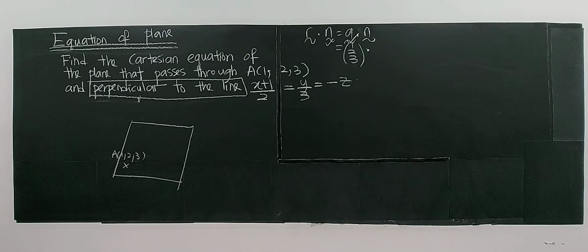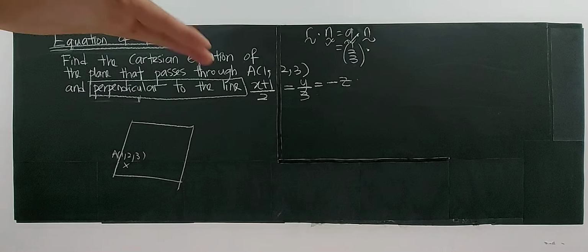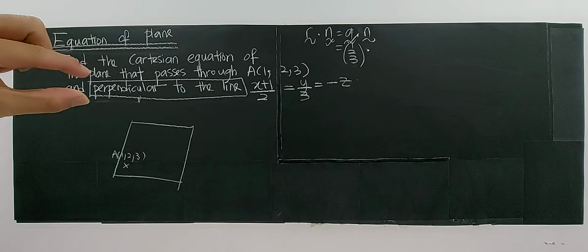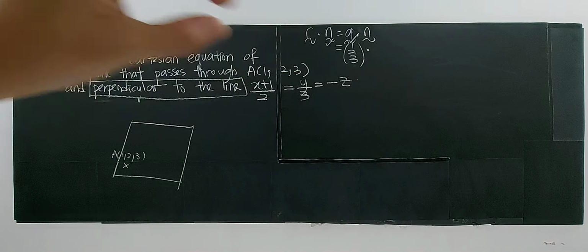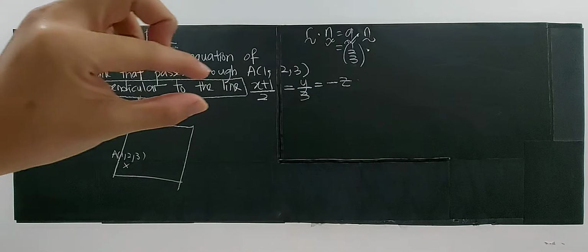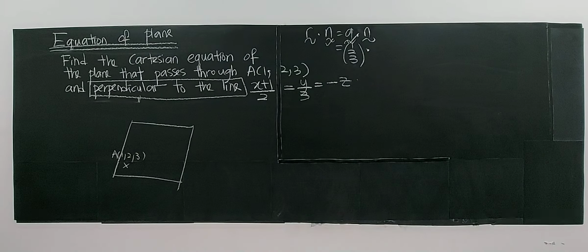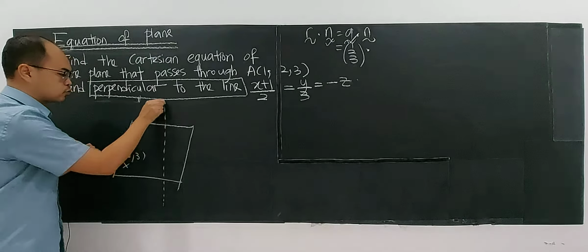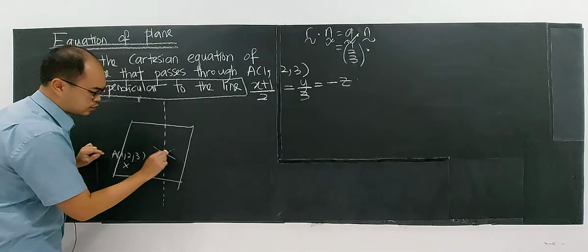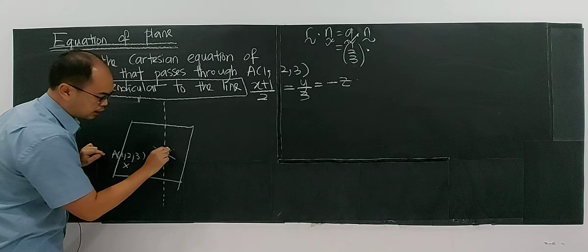The normal vector will always be tested in your exam. The most important keyword here is the plane. Find the equation of the plane that passes through this point, and the plane is also perpendicular to the line, right? Perpendicular to this line. So it means that this line is perpendicular to the plane, meaning it's orthogonal to the plane.